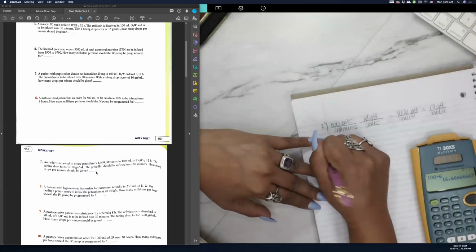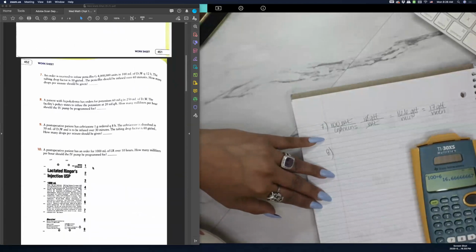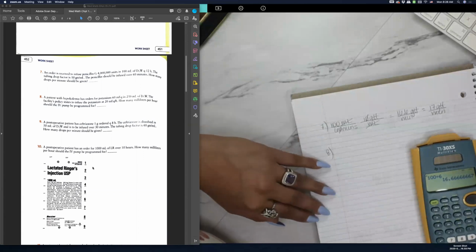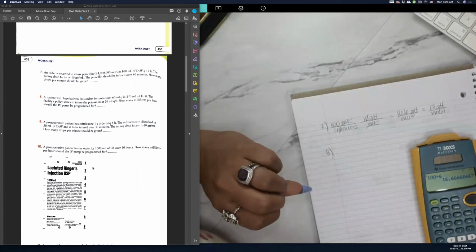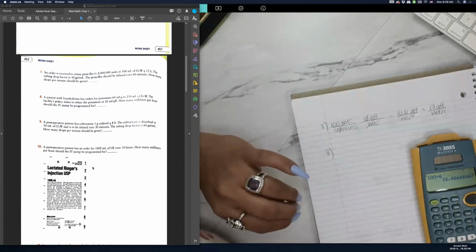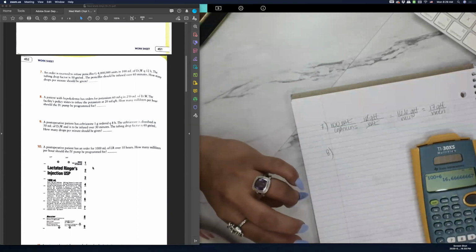Number 8. A patient with hypokalemia has orders for potassium 60 mEq in 250 milliliters of D5W. The facility's policy states to infuse the potassium at 20 mEq per hour. How many milliliters per hour should the IV pump be programmed for?